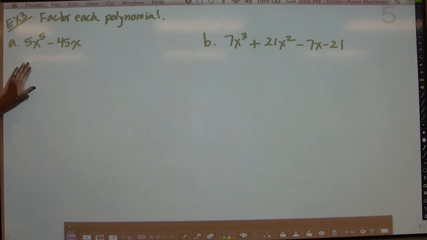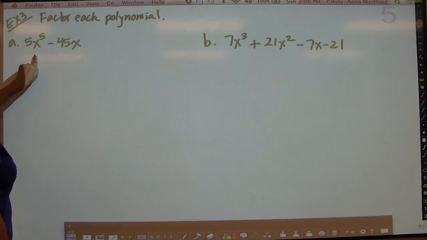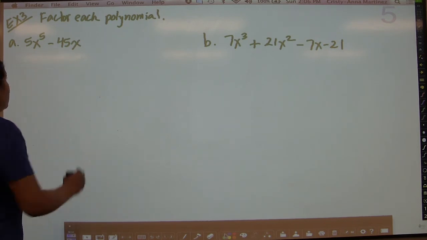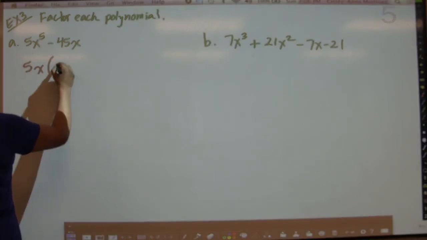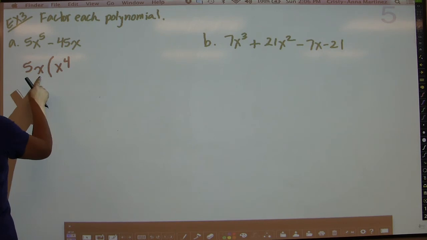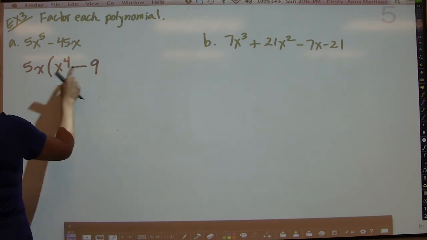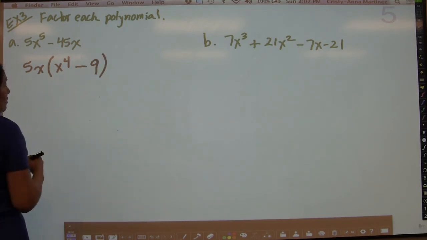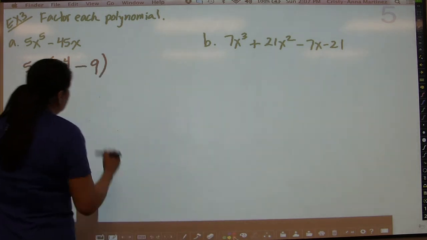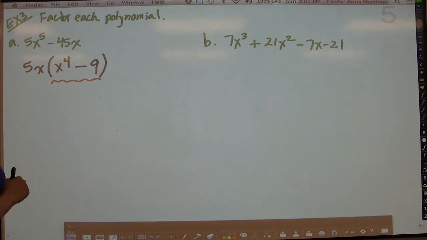So in part A, one of the first things you want to do is to factor out anything they have in common. They both have an x variable, and both 5 and 45 are divisible by 5. So we're going to pull out the 5 and the x, and that's going to give us x to the 4th, because x to the 4th times 5x is 5x to the 5th, and then negative 9, because negative 9 times positive 5x is going to give you negative 45x. So now, as we look at our resulting factorization, what's here in parentheses, the x to the 4th minus 9, looks vaguely like a difference of two squares.